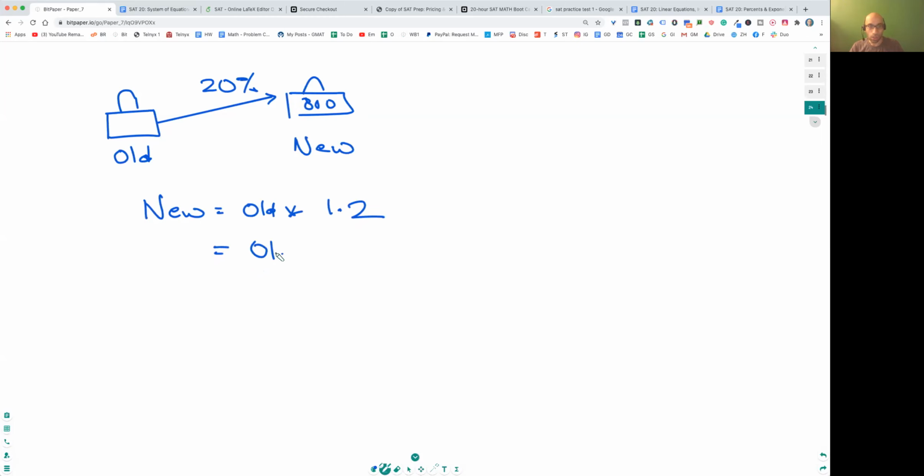And so the old is equal to new over 1.2, and so that's 800 over 1.2. Remember, don't forget to do this, okay? You've seen this before. Okay, yes, that's the answer.